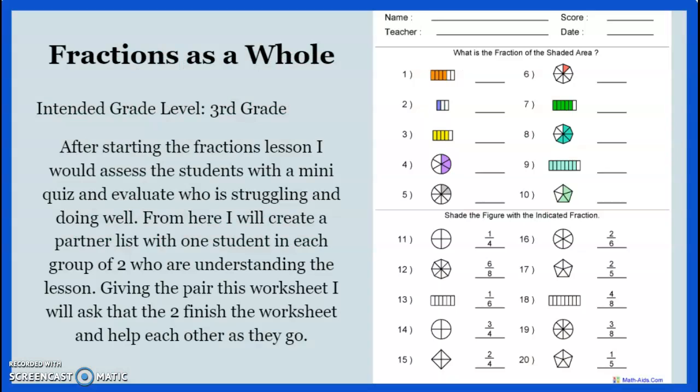So to focus on peer mentoring, I am going to be first starting with a fractions lesson that I would assess the students with a mini quiz and evaluating who is struggling and who is doing well. From here, I'll be creating a partner list with 1 student in each group of 2 who are understanding the lesson. Giving the pair this worksheet, I'll be asking the 2 to finish the worksheet and help each other as they go, one being a mentor, one being the peer who is learning from the other.